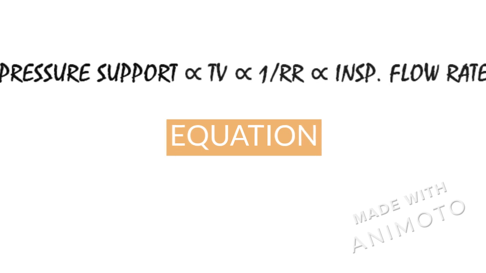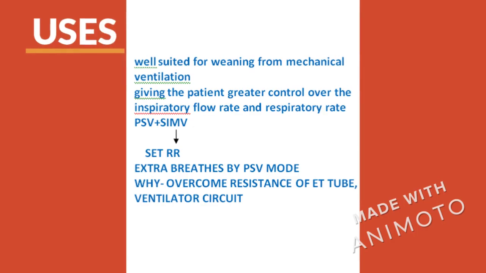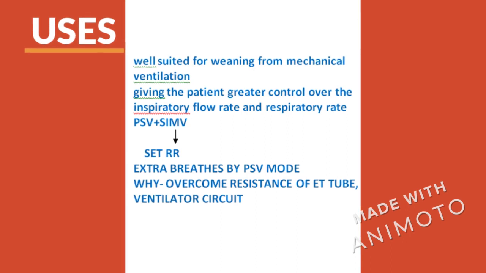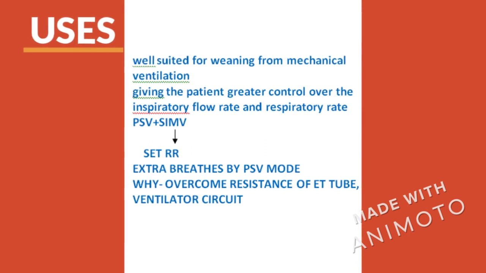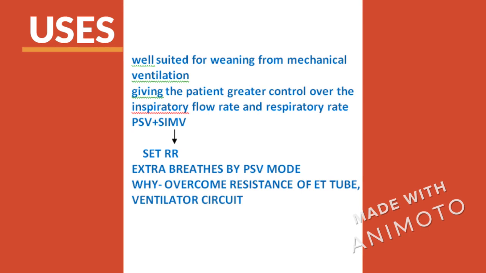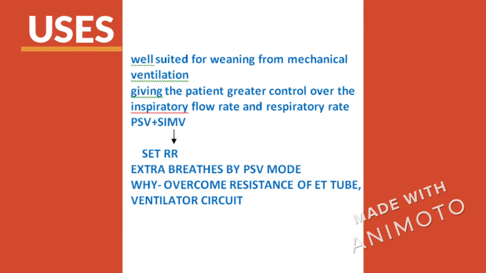There are several advantages of using the PSV mode. It is well suited for weaning and it also gives the patient greater control over the inspiratory flow rate and the respiratory rate. One thing I want to mention here is that the PSV mode is frequently combined with the SIMV mode. In SIMV mode, there is a set respiratory rate, and whatever extra breaths the patient initiates are delivered via the PSV mode. Why? To overcome the resistance of the ET tube and ventilator.